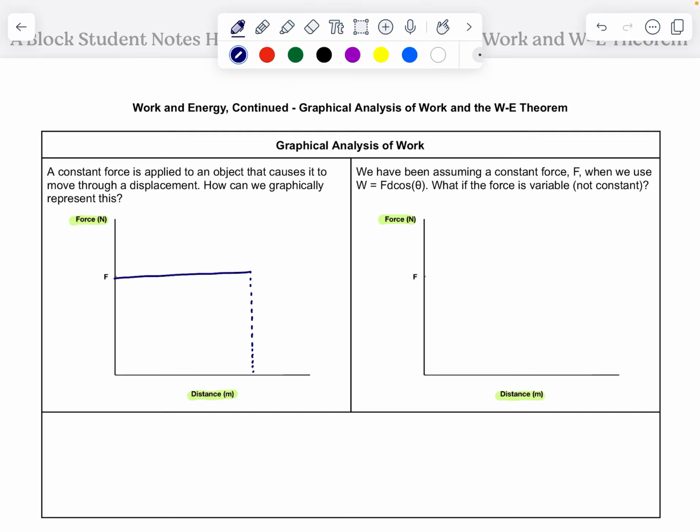But what I want you to do is I want you to take a minute and I want you to sketch a possible graph that could represent a variable force, or a force that is changing over time and is changing as this object moves from one point to another. I'll give you about 5 seconds.